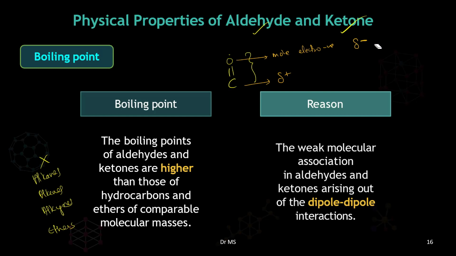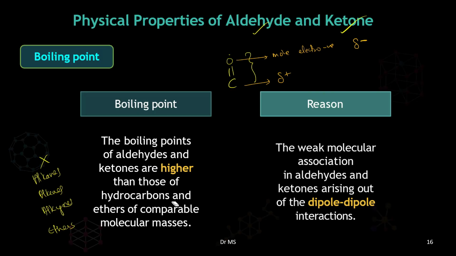Due to these partial charges, there will be an attractive force between the carbon and the oxygen of different molecules. Because of this dipole-dipole interaction, one is slightly positive and the other is slightly negative. That's seen in the aldehydes and ketones. They are strongly attracted to other molecules, so they will show dipole-dipole interactions, whereas the hydrocarbons do not have any such interactions.